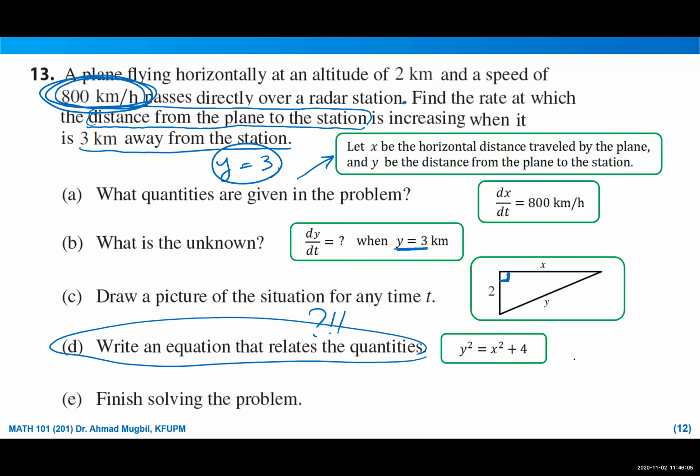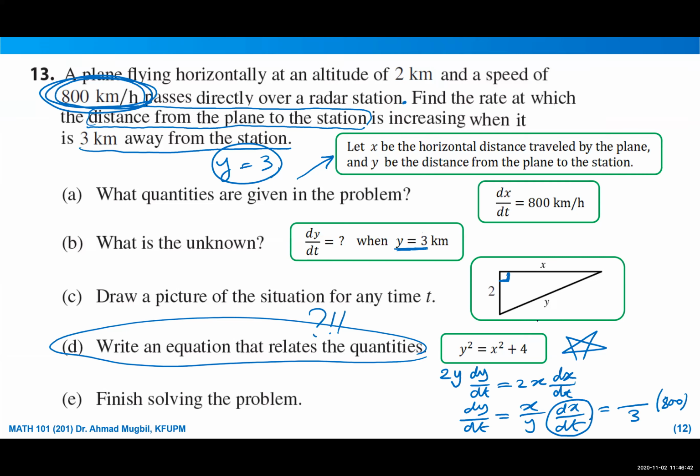This is the most important step. Now finish solving this problem. So easy. You will just differentiate both sides with respect to time. All the variables here are functions of time, plus the derivative of 4 is 0. Now divide both sides. This means that dy/dt will be the 2 cancels, x over y times dx/dt. Now we have y, so this will be equal to 3, and dx/dt will be 800.